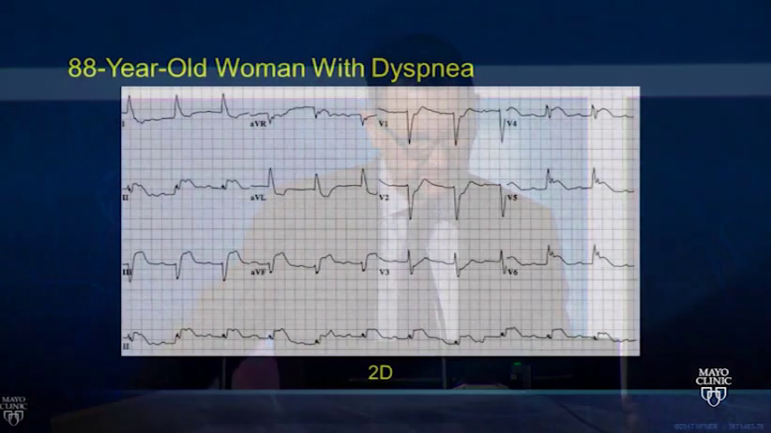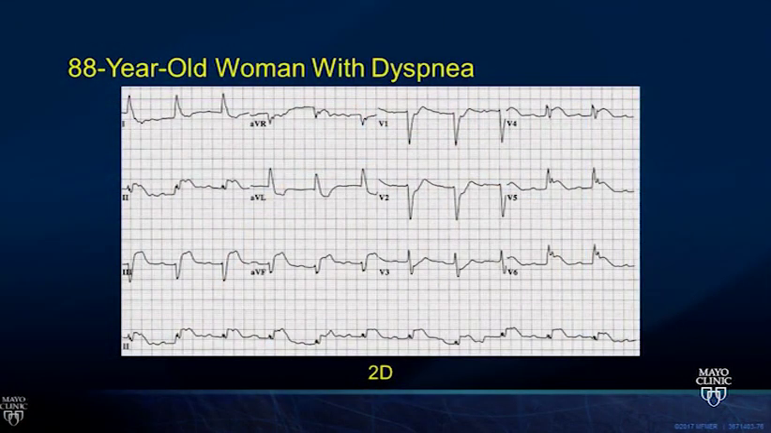So the rule is, if they have a narrow complex tachycardia, you don't care about the WPW thing. You'll see that when they convert. But if it's wide complex, don't give adenosine. So pre-excited AFib, you'll see that. Okay. Here's another one. 88-year-old woman with dyspnea.